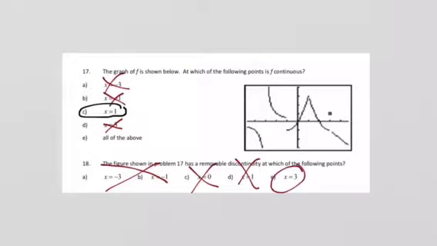So it must be at x equals 3, and that's because we can just take a single point and fill it in right here where it's discontinuous, and now it's continuous. So that's why we call it a removable discontinuity.